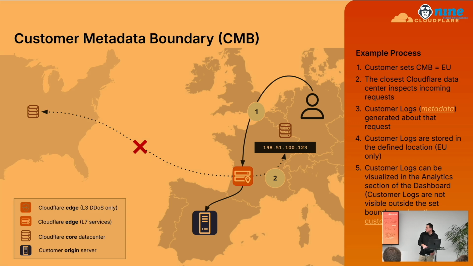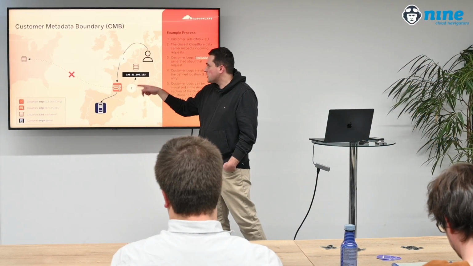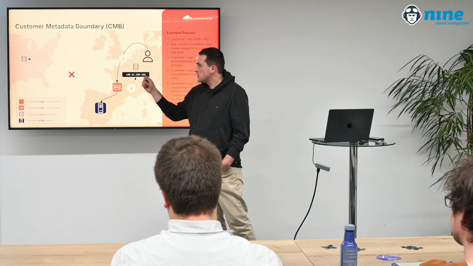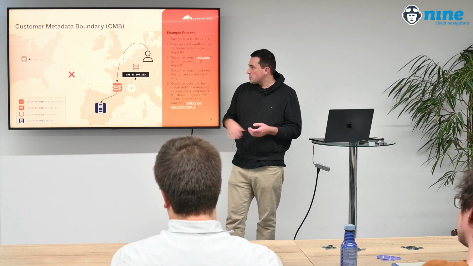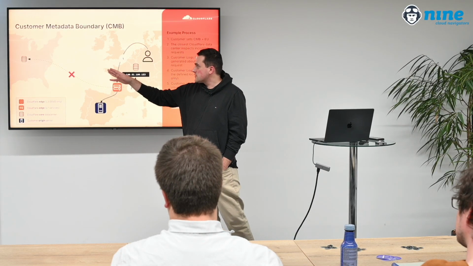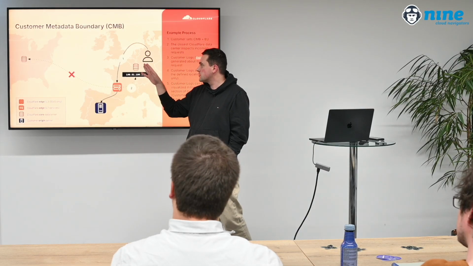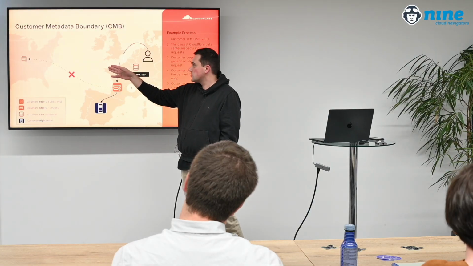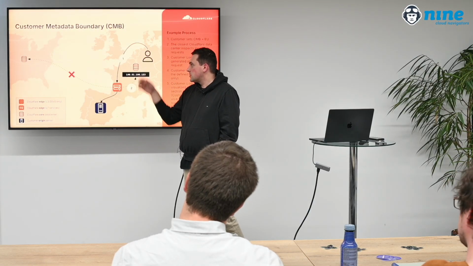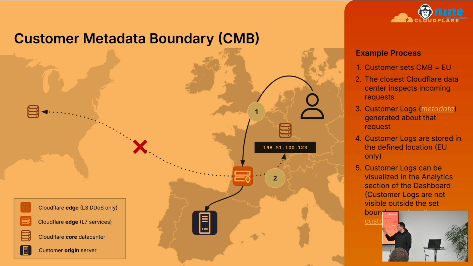And then we have the customer metadata boundary. This is the place where we are talking about the logs and where they are stored. Today there are 2 options to manage this. Because our control plane is available either in the US or in Europe, what customers can define is whether they want it stored in the US or in Europe. Basically, the sequence of events is the same, just where we are storing the metadata about the traffic.